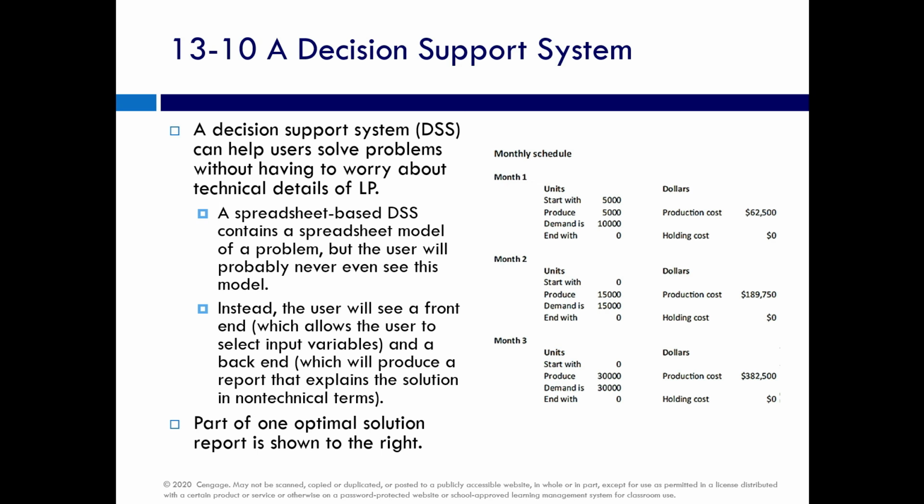A decision support system can help users solve problems without having to worry about the technical details of the LP. A spreadsheet-based DSS contains a spreadsheet model of a problem, but the users will probably never see this model. Instead, the user will have a front end, which allows the user to input the system's variables, and a back end will produce the results. Part of the optimal solution report is on the right. Thank you for Chapter 13.